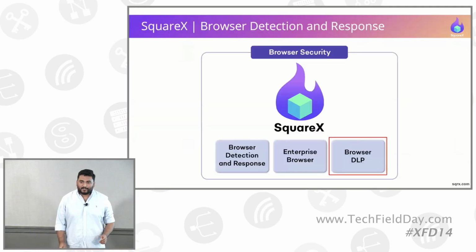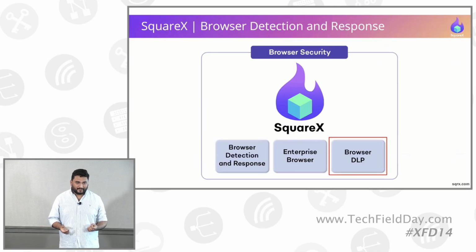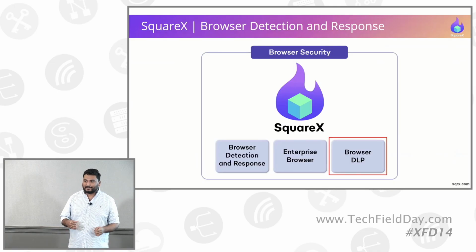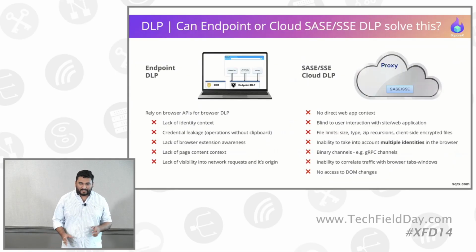Okay, now let's talk about the second one, which is browser DLP. Browser DLP is also interesting because DLP as a problem has been existing since ages, and people have been trying different things. They have some endpoint solution, they have something on the proxy side, but the browser in itself is becoming really complicated. And this can be seen by the gaps that can be there just by using a proxy-based solution or having something on the endpoint.